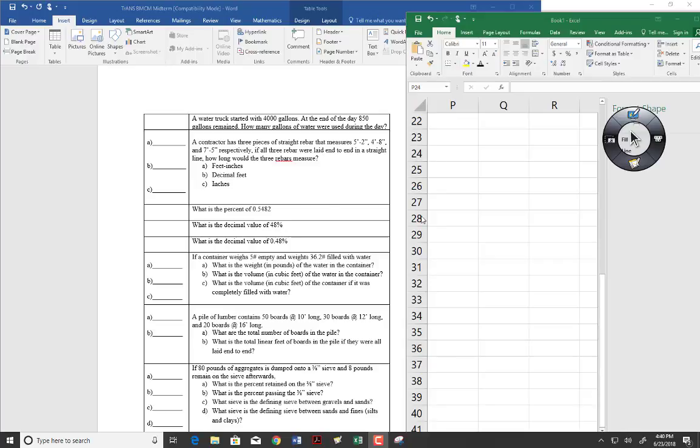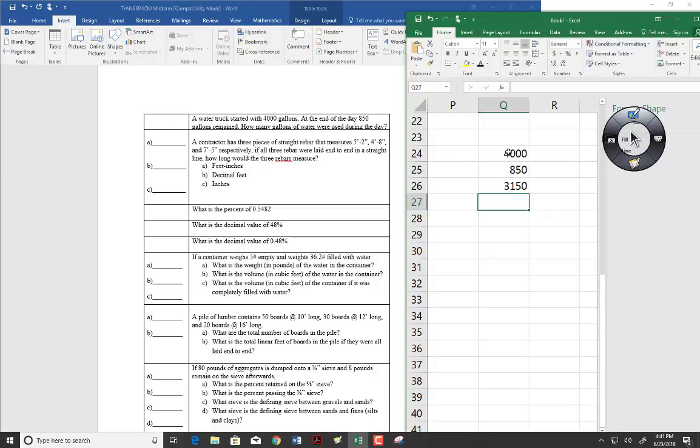So, okay, a water truck started with 4,000 gallons. At the end of the day, 850 remained. How many gallons were used during the day? So we started out with 4,000, and at the end of the day, we had 850, right? How many gallons were used? 3,150.